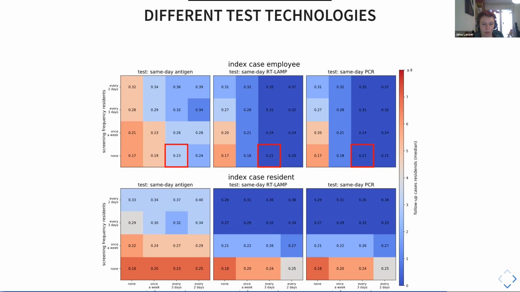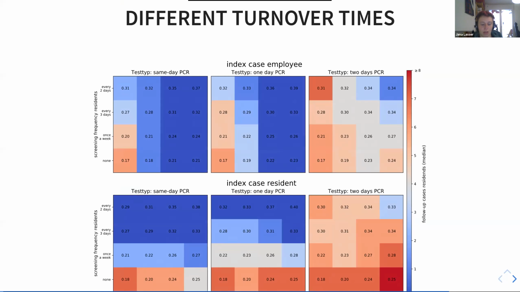Now, just for comparison's sake, because these testing technologies I show you on this slide all have same-day turnover, so they all yield test results on the same day, I show you how it looks if you delay the test results. Sadly, the bottom is cut off here. I'm sorry for that. But on the bottom is the screening frequency of employees.